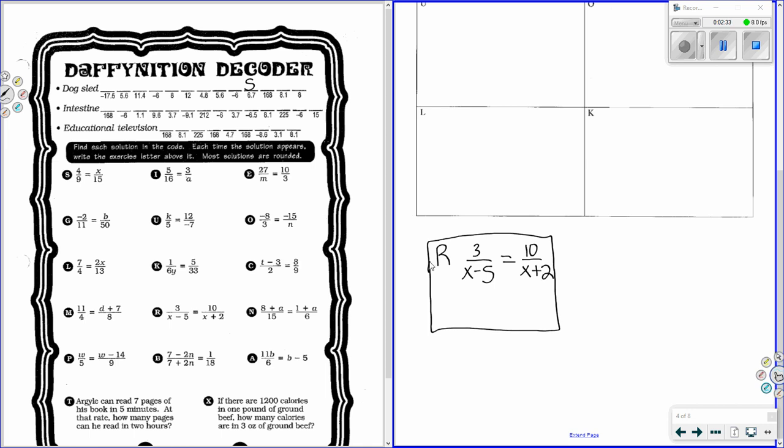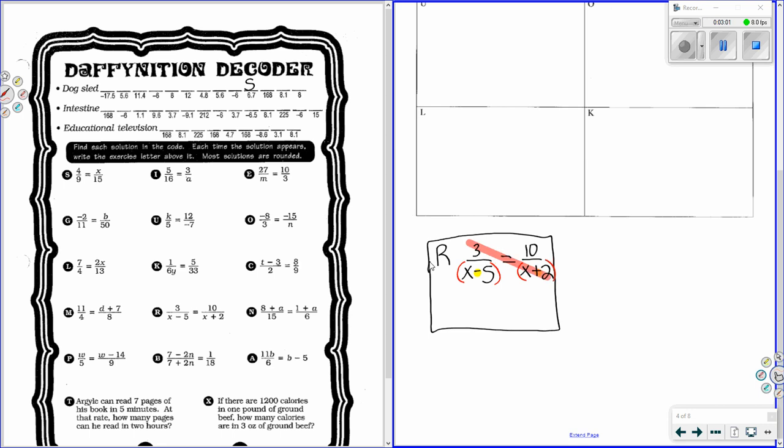The thing we need to realize about letter R is there is a subtraction and an addition sign within the denominators. So the first thing you should probably always do is put these in parentheses. Nothing else is really going to change. It's just that the algebra is going to be a little bit different.